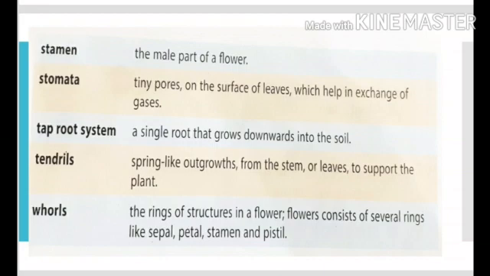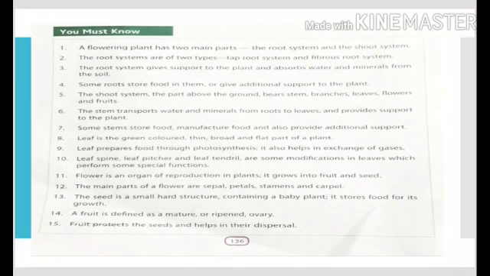This is all about the keywords. Let's come to the 'you must know'. Very nicely, the whole chapter is briefed in 'you must know'. A flowering plant has 2 main parts, the root system and the shoot system. The root system is of 2 types, taproot system and fibrous root system. Third, the root system gives support to the plant and absorbs water and minerals from the soil.